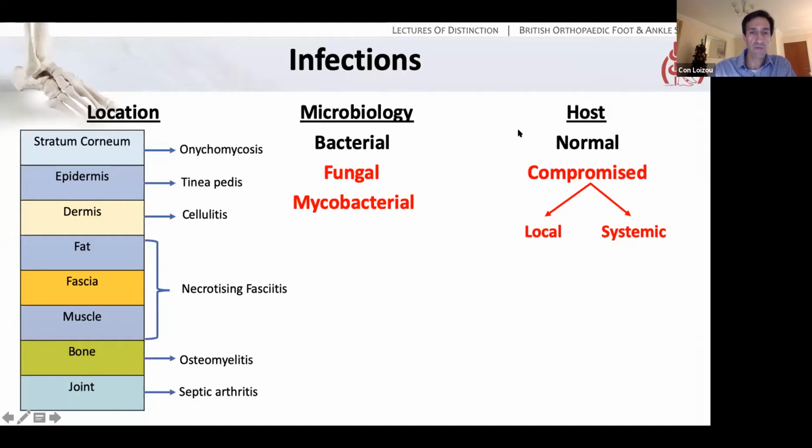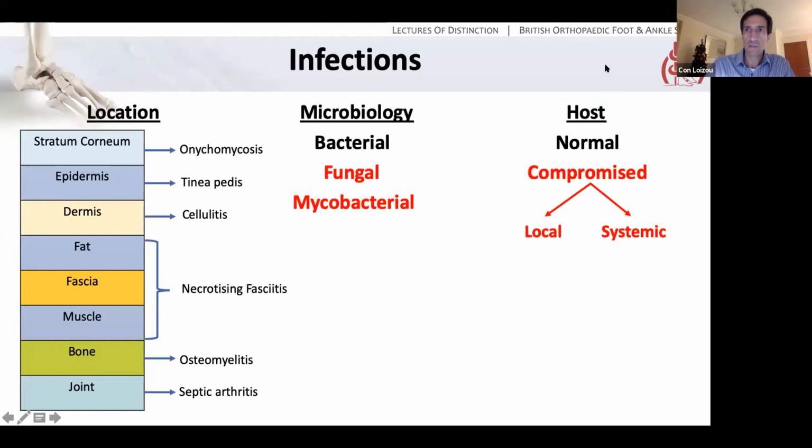Now, in every case of a foot and ankle infection, I always consider three things. First, the location of the infection, from skin to joint, and I consider every layer. Second, what could be the microbiology, and never forget to consider fungal and mycobacterial infections. And third, what is the quality of the host and whether the host is compromised either in a local or systemic way.